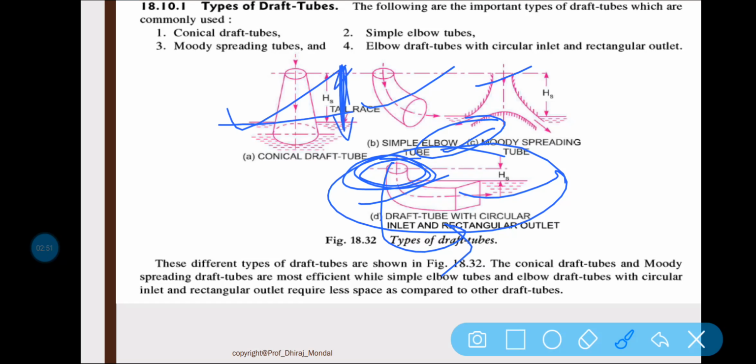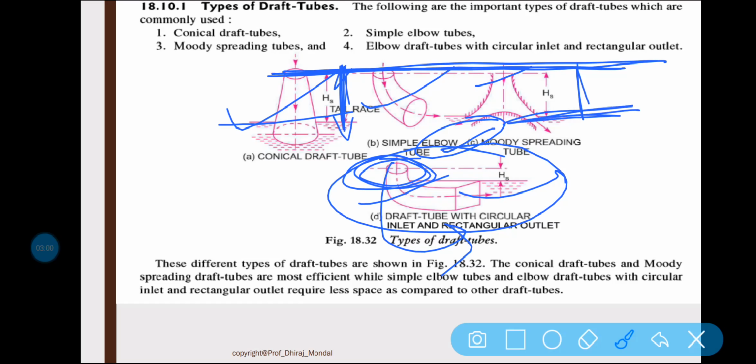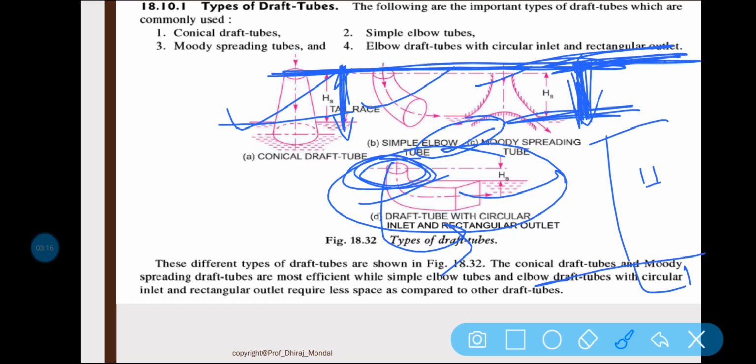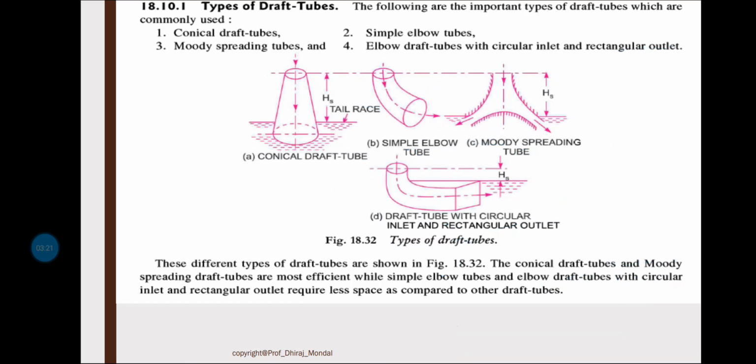This is your datum line at the outlet of the turbine, and the water is discharged here in the tail race. The tail race is actually below the ground level. This is the water level and this is below the ground. So ultimately we get this head, and as a whole we are increasing the net head.